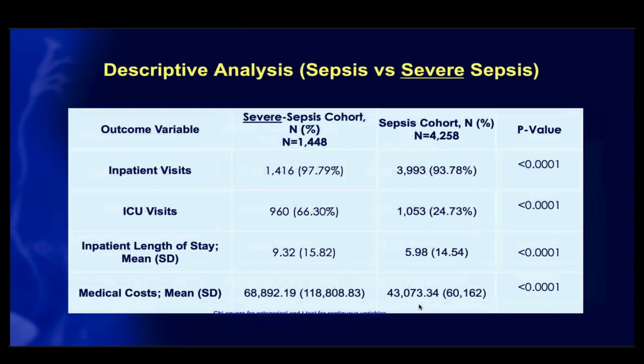This next graph is basically comparing the regular sepsis cohort to the severe septic cohort. So as you can see, the severe septic cohort was the ones who really were more in the ICU, had pressors, were considered to be sicker than the septic cohort. And again, length of stay, you can see, went from 6 days to 9 days, and then cost increased significantly from $43,000 to almost $70,000.